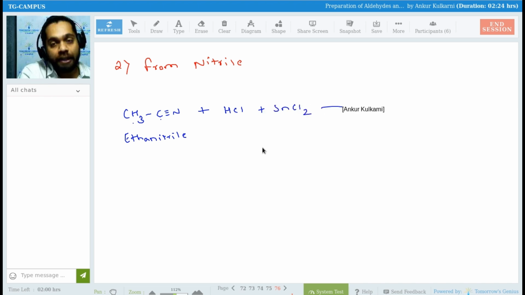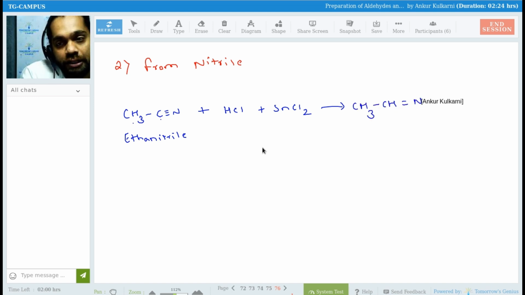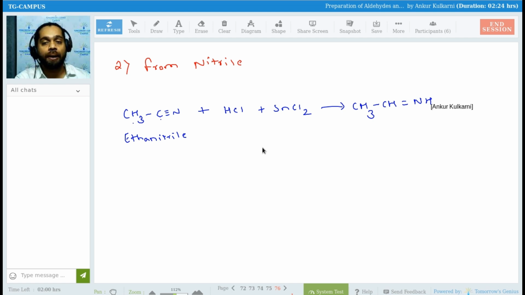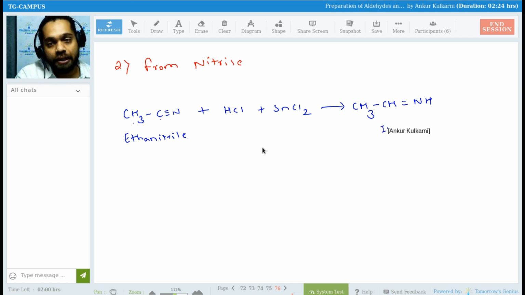I do it in the presence of SnCl2. What I'll get is CH3 CH NH, so C double bond N. This is called an imine. We call it an imine.